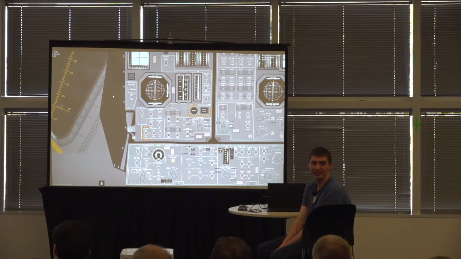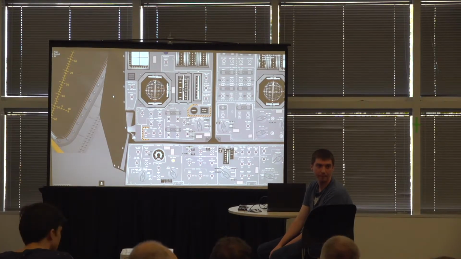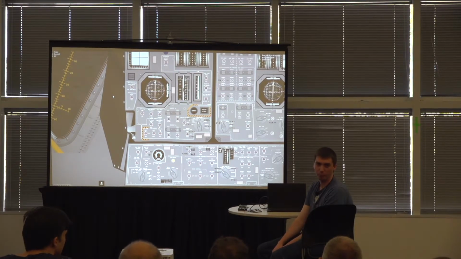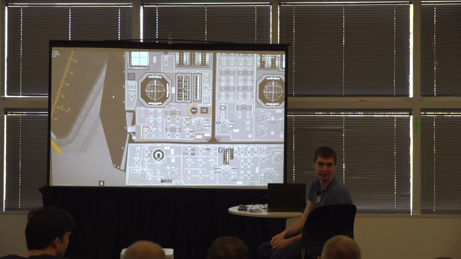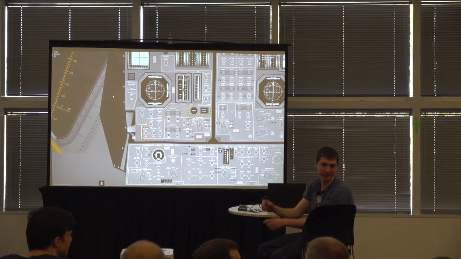Anybody have any questions? Yeah. Abort will use the descent stage to get you back to orbit. So you'll press that if you're early enough in the descent that you still have enough fuel for the descent stage to take you there. It's a little bit less risky than doing a stage separation.